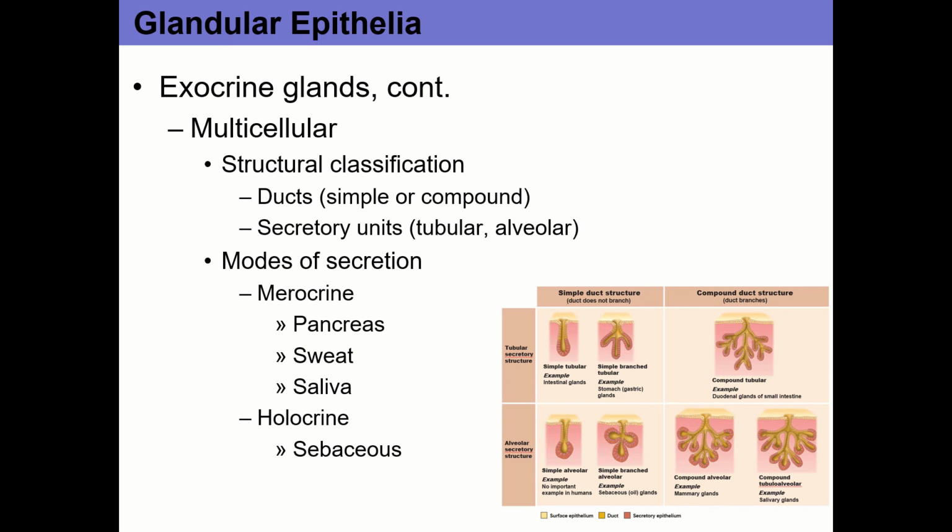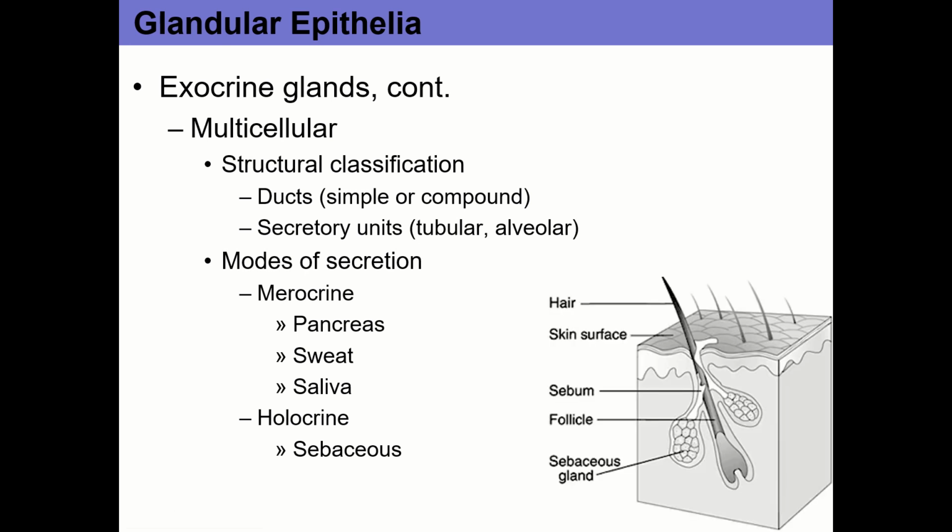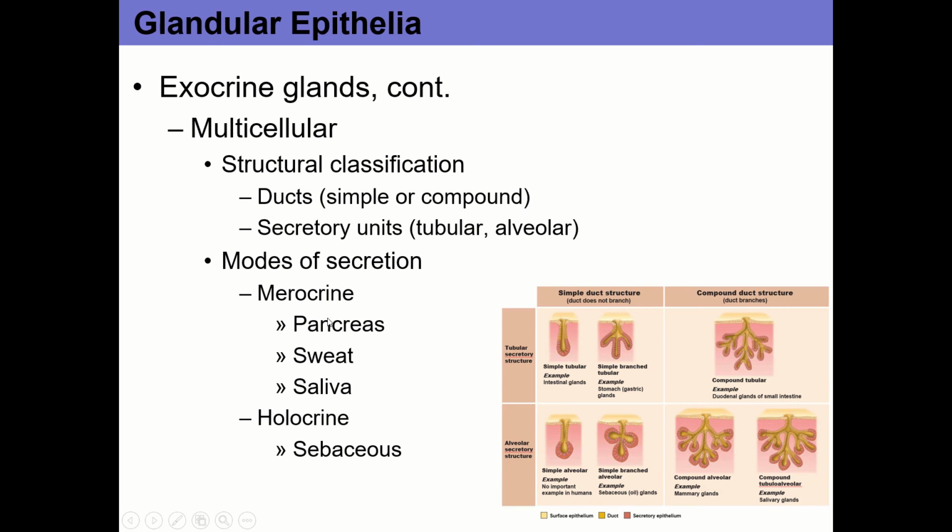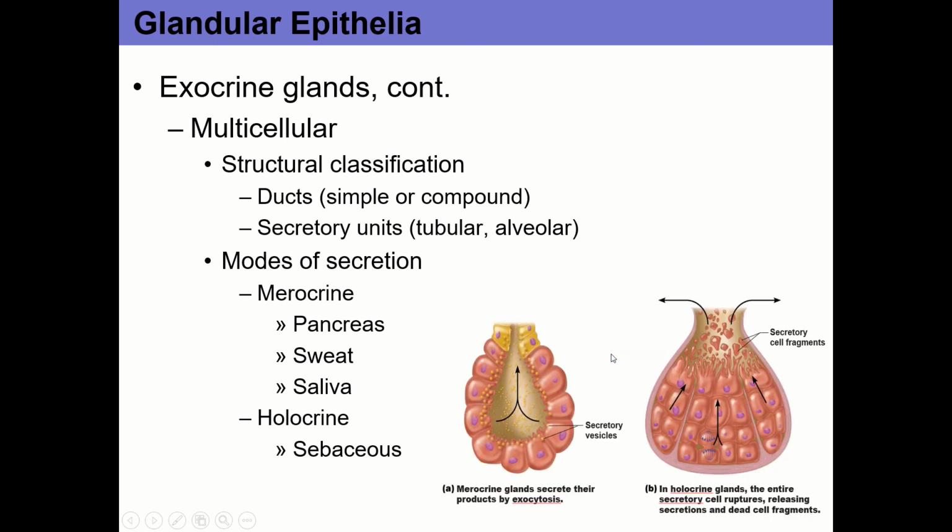That's an alveolar shape. Usually when we're talking about alveoli or alveolar, we're talking about them in the lungs, but it is actually based on the shape of the cell, or in this case, the shape of the gland. Another way to subclassify them is based on their mode of secretion. So merocrine, the way that works, and you can see the different examples of those. Glands in the pancreas, your sweat glands, and your saliva glands all use a merocrine mode of secretion. And what they do, and I don't think I have a good picture. Oh, there I do. Okay, good.